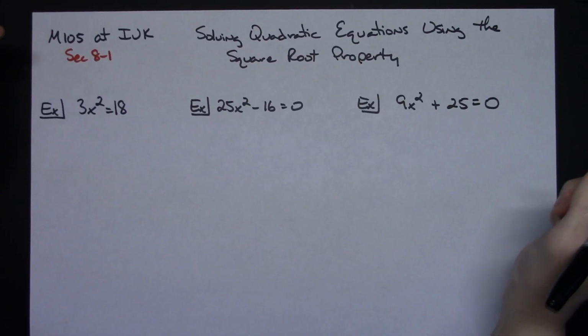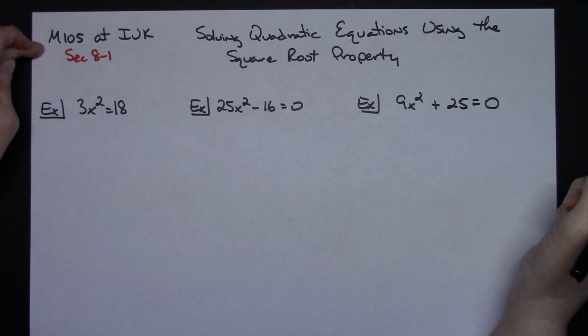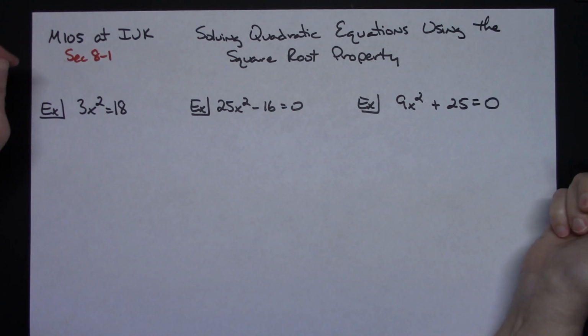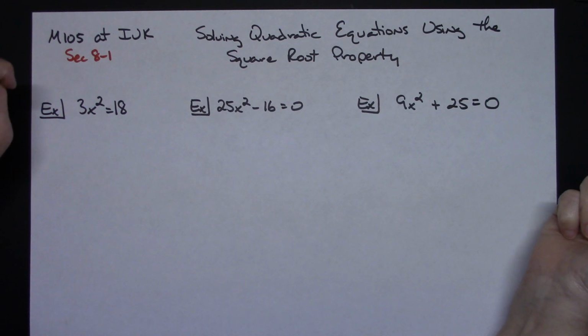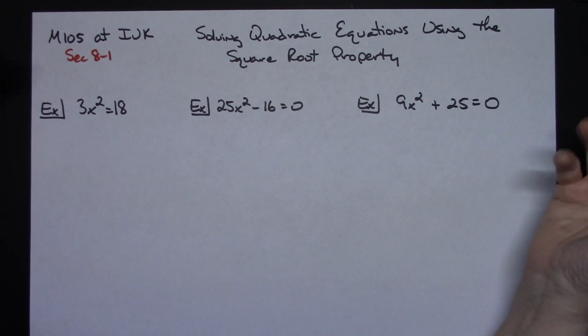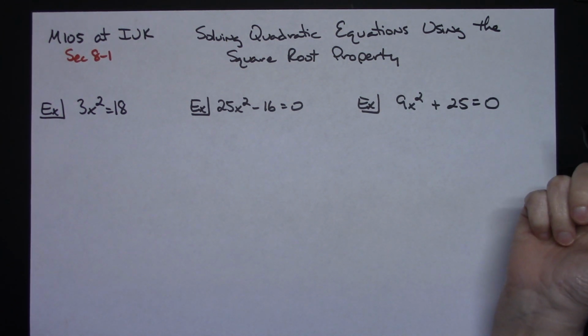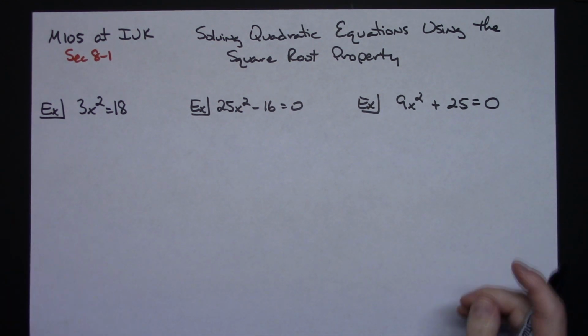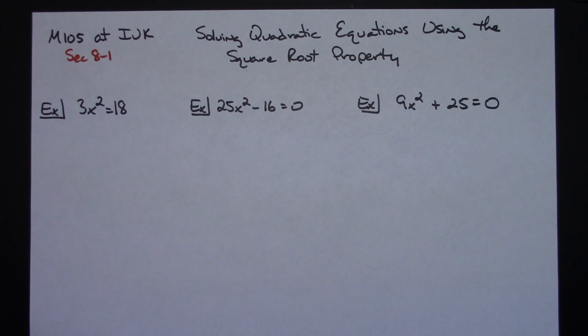In this video, I'm going to be specifically making it for my M105 classes at IUK. It will be covering section 8-1, solving quadratic equations using the square root property. Anyone in an Algebra 1 or an Algebra 2 class can benefit from this as well, along with those college algebra students. So we're going to take a look at 3 initial examples here.